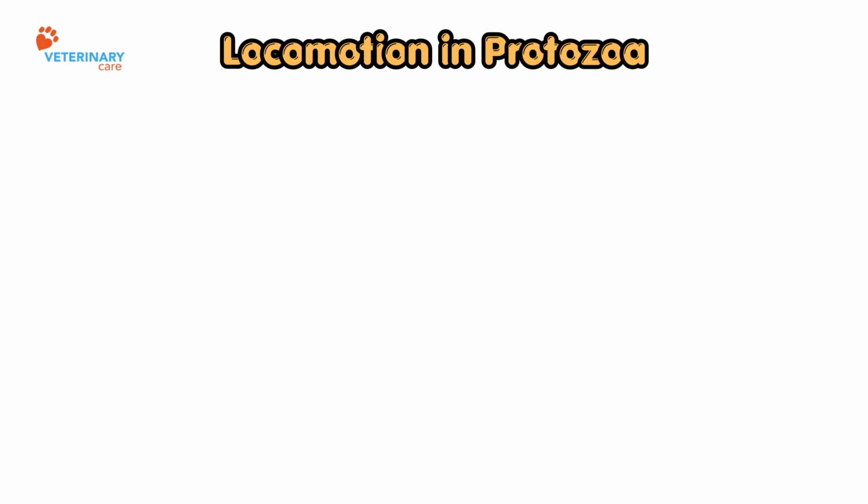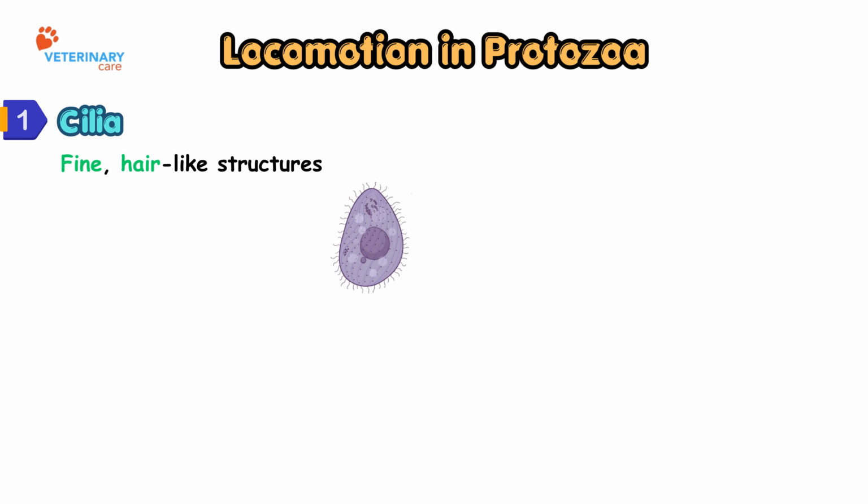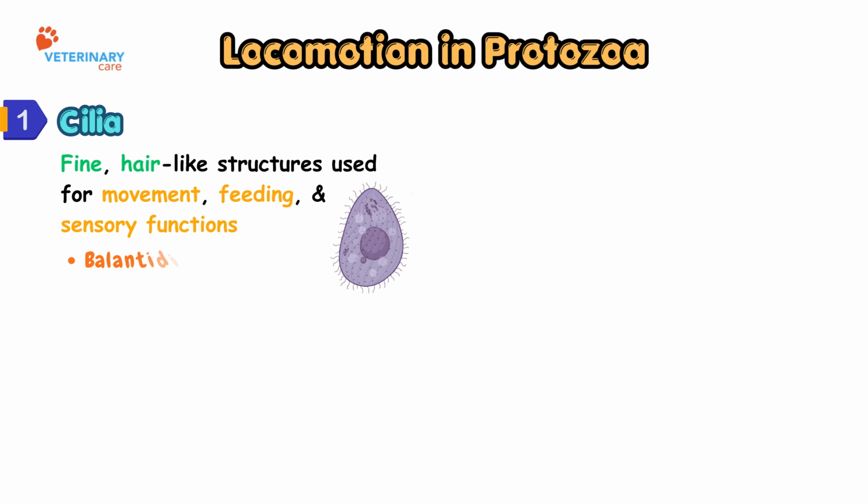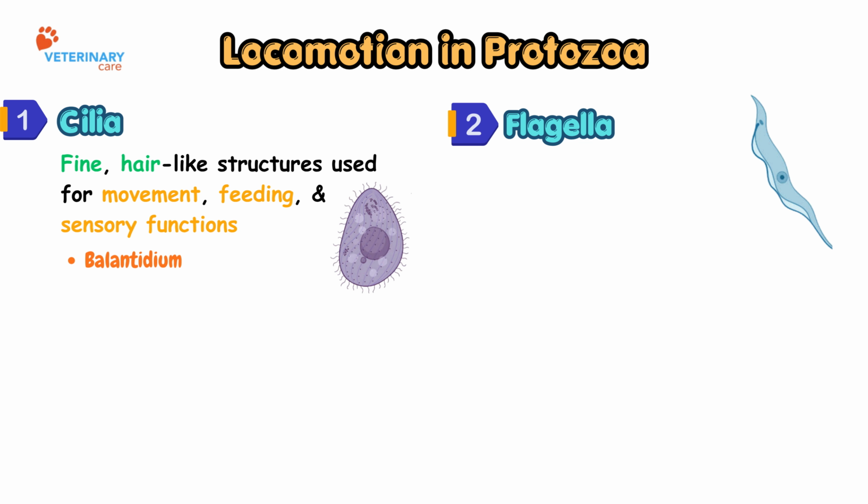Now let us study locomotion in protozoa. Protozoa move using different structures depending on their group. First one is cilia. Cilia are fine, hair-like structures used for movement, feeding, and sensory functions. An example is Balantidium.